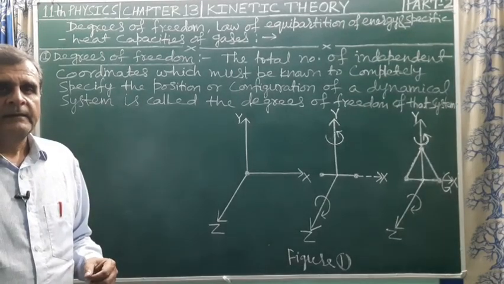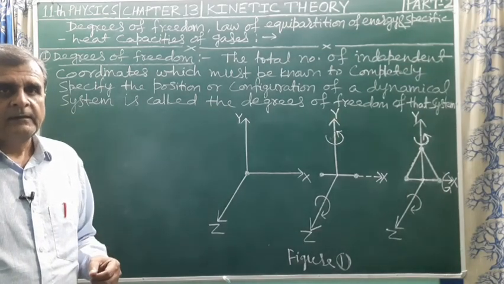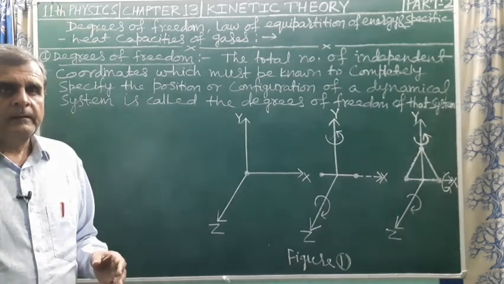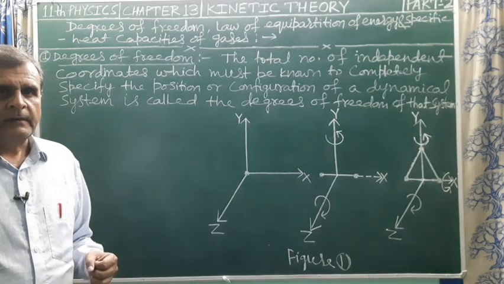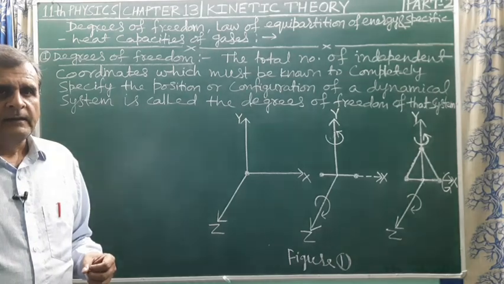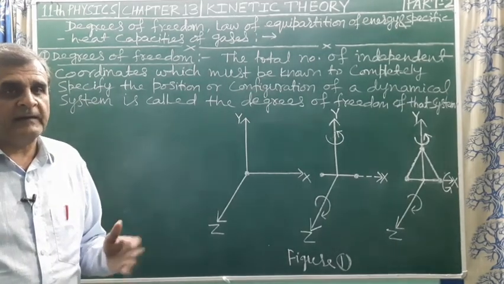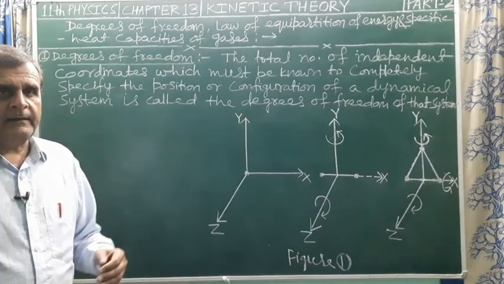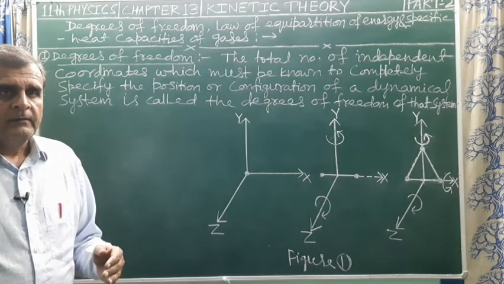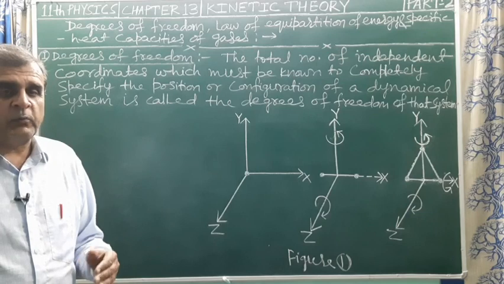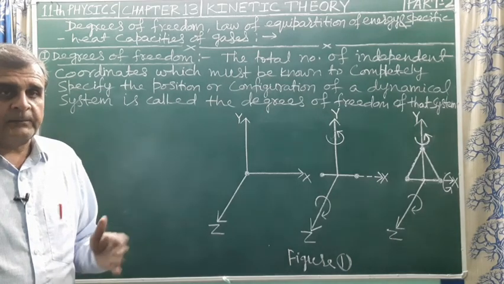are needed to specify the position of that particle in a space. But in case of gases, a gas molecule moves in a space. So for a monoatomic gas, for example helium, argon, neon, etc., it has three independent coordinates to specify its position in a space, and three independent coordinates must be needed to specify the position of a monoatomic gas molecule in a space.